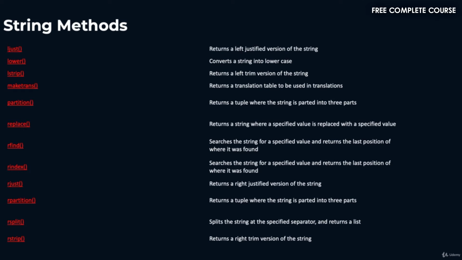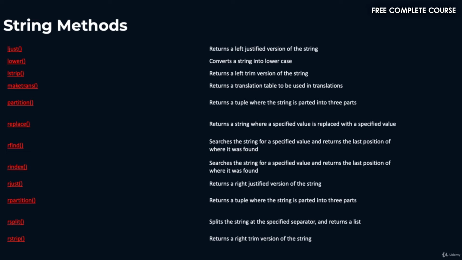Lower converts a string into lowercase. Lstrip returns a left trim version of the string. Maketrans returns a translation table to be used in translations. Partition returns a tuple where the string is parted into 3 parts. Replace returns a string where a specified value is replaced with a specified value.